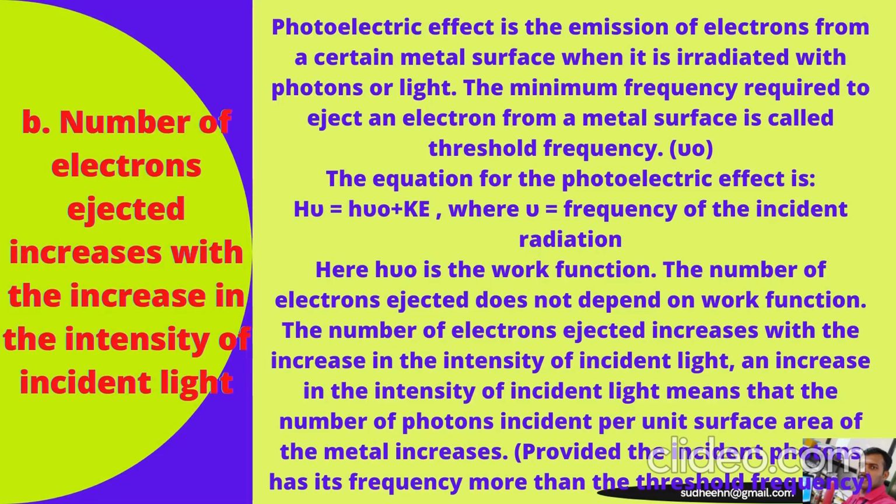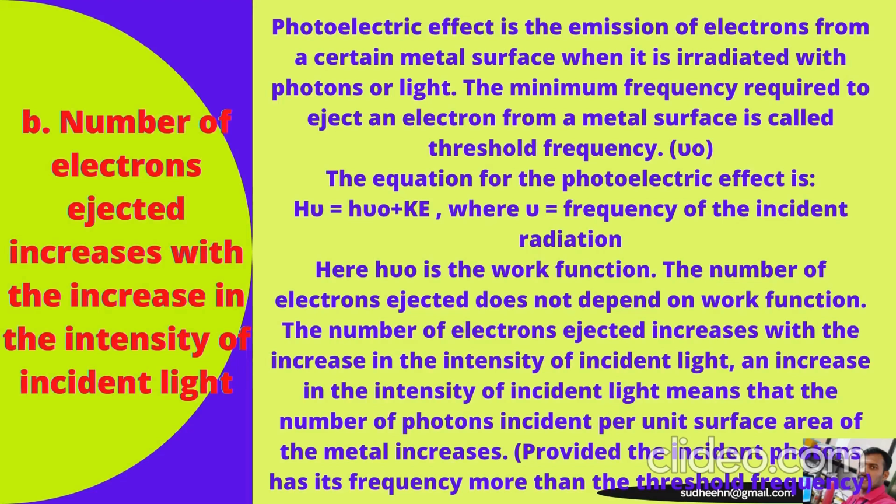The number of electrons ejected does not depend on the work function. The number of electrons ejected increases with the increase in the intensity of incident light. An increase in the intensity of incident light means that the number of photons incident per unit surface area of the metal increases.